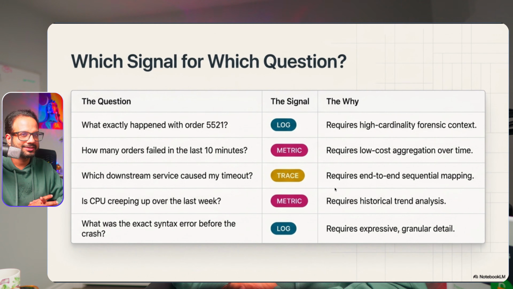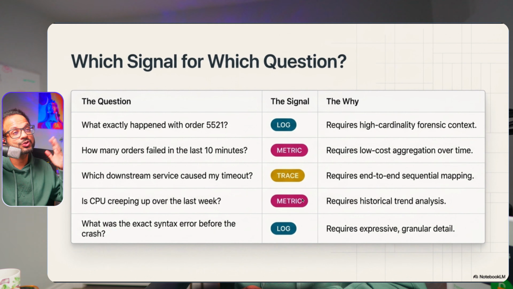Now, we have discussed multiple signals. Which signals are for which questions? What exactly happened with order 5521? You can find that in the log. How many orders failed in the last 10 minutes? You can find that in metrics. Which downstream service caused my downtime? This will be in traces. Is CPU creeping up over the last week? You can find that in metrics by looking at the historical trend of that particular metric, which is CPU in this case. What was the exact syntax error before the crash? Again, you can check that in logs. It is important to understand which signal answers which question, so that you know whether you have understood the difference between each of these signals.